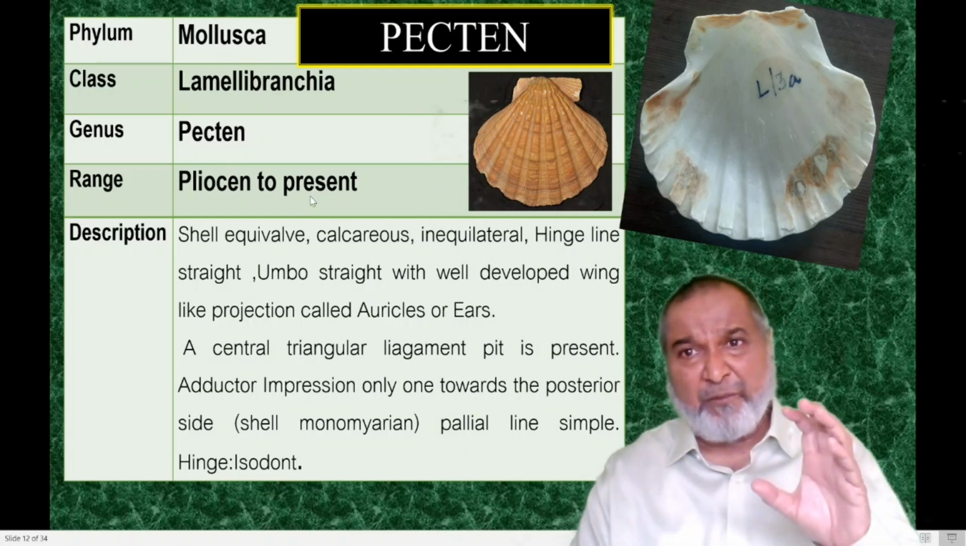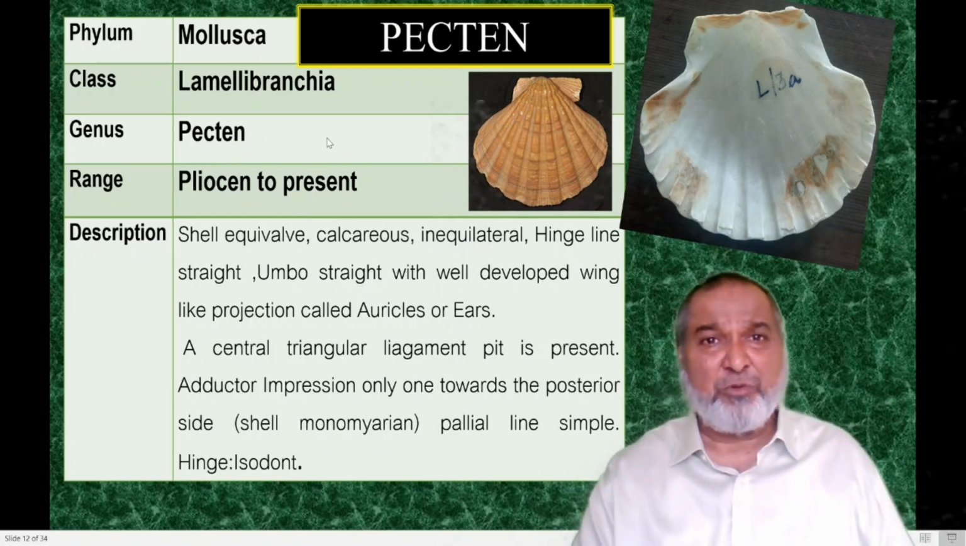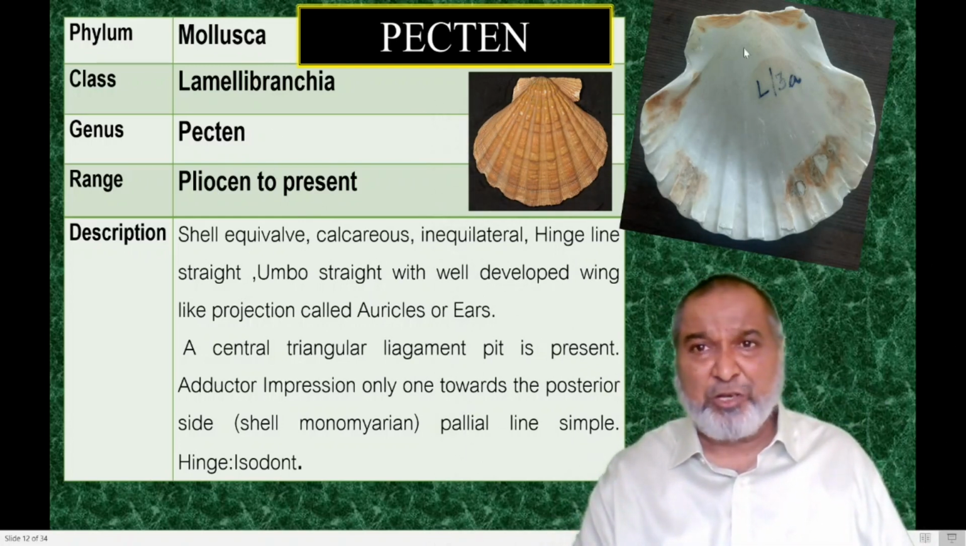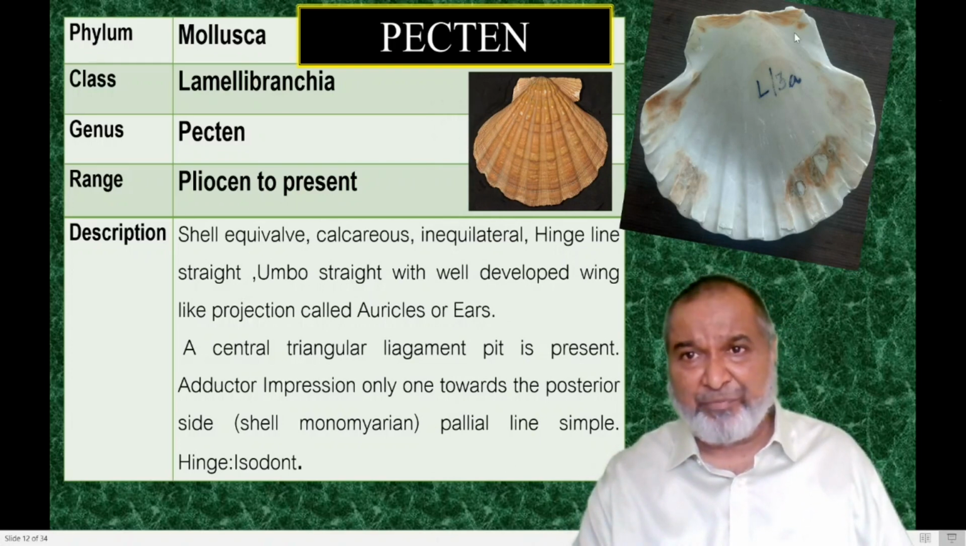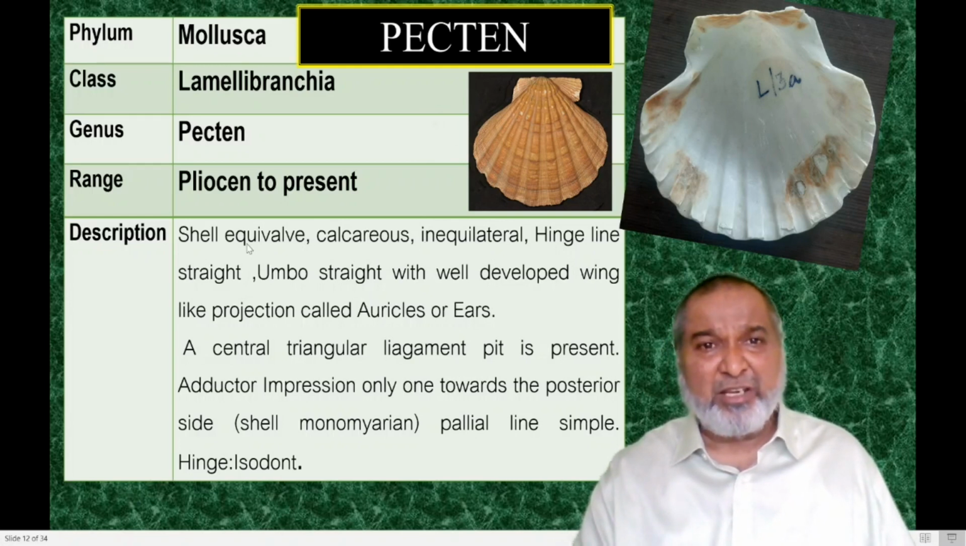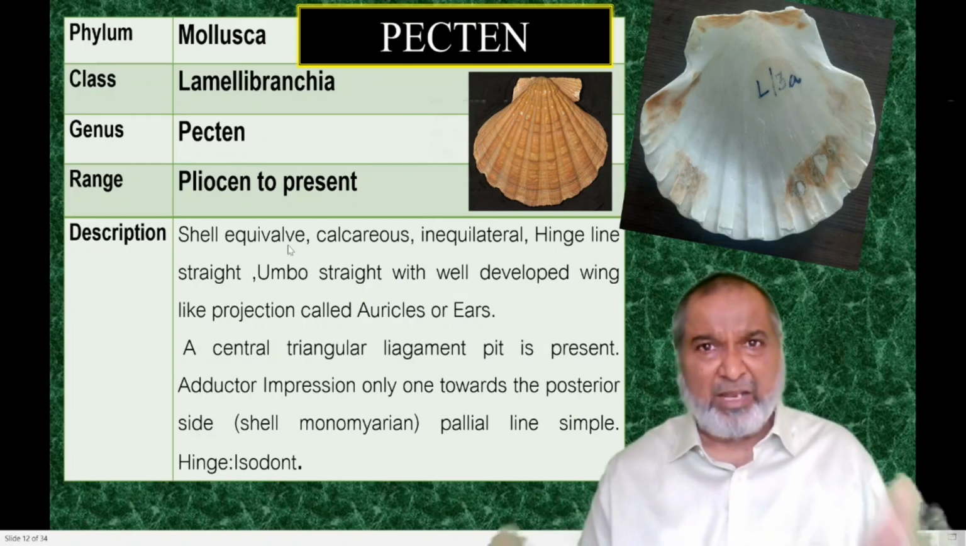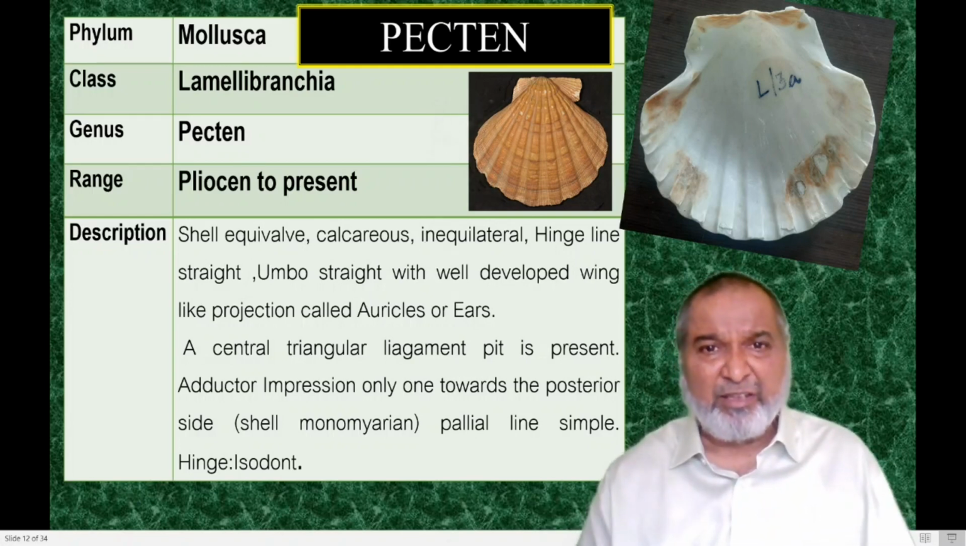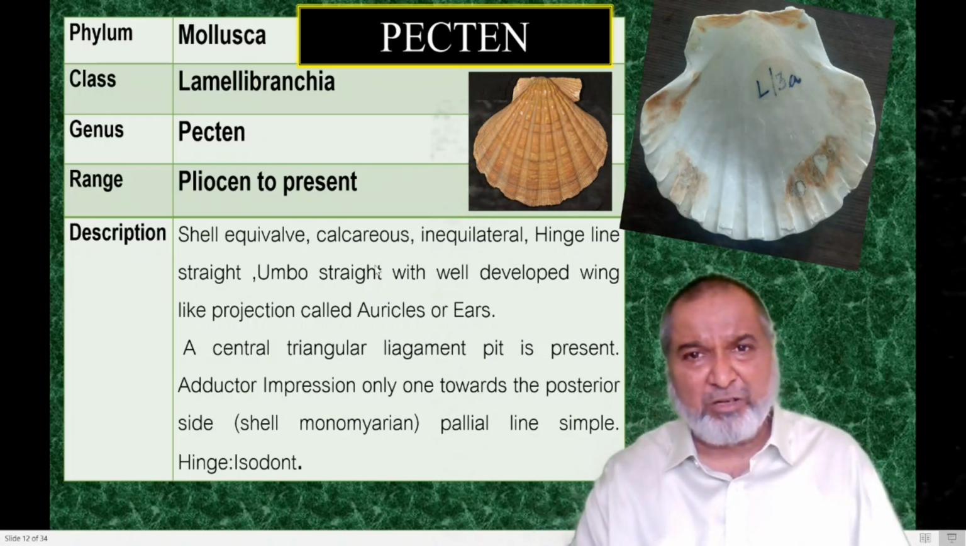This is what you have to identify. Once you have identified it, you have to write down this classification, draw a diagram, and label the parts. Here the shell is equivalve. The calcareous composition is the original composition, and it is inequilateral. These are the points.